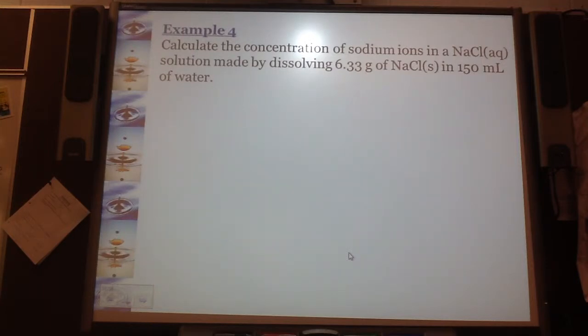Excellent. Okay. Next one, calculate the concentration of sodium ions in NaCl solution made by dissolving 6.33 grams of sodium chloride in 150 milliliters of water. So first, you have to calculate the concentration. You're not given concentration. So concentration needs to be in moles per liter, but you're given grams. So first you have to calculate grams into moles.